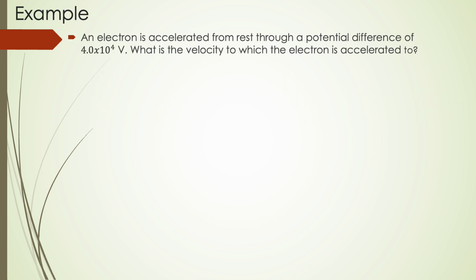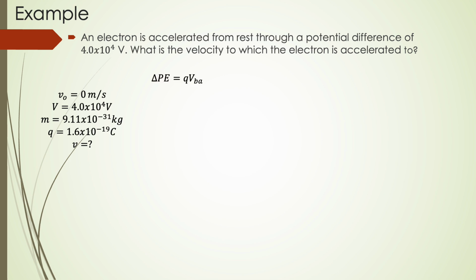Next example, we have an electron accelerated from rest through a potential difference of 4 times 10 to the 4 volts. We want to know what is the velocity to which the electron is accelerated. We know it's starting out with a velocity of 0. We know our potential difference is 4 times 10 to the 4 volts. We know the mass of an electron is 9.11 times 10 to the negative 31 kilograms. We know the charge of an electron is 1.6 times 10 to the negative 19 coulombs, and we're looking for a final speed.